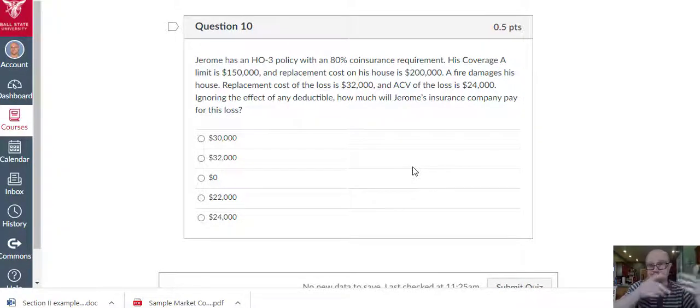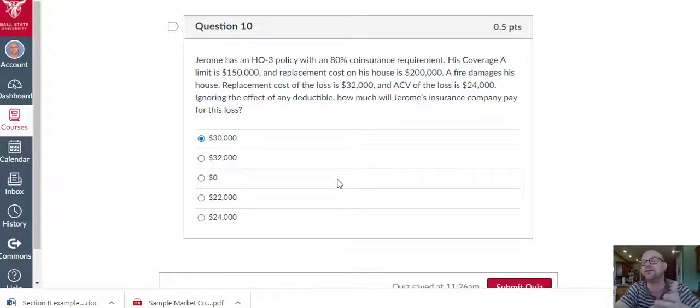The amount carried over the amount required. So he's carrying 150. What's he supposed to carry? 80% of 200 is how much? 160. So he's got 150 over 160, or 15 over 16. And then he has the actual loss of replacement cost of 32,000. So because it's 15 over 16, he's only going to recover 15/16 of that loss. He's going to recover 30,000 here. So I cheated with the numbers to make it easier on myself.